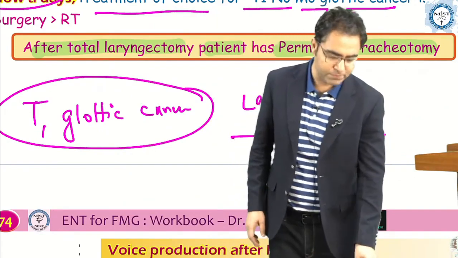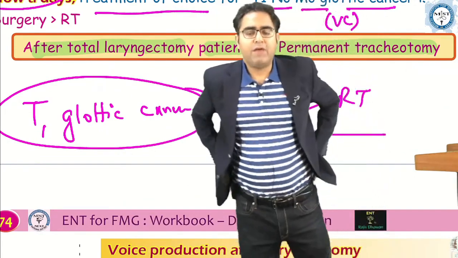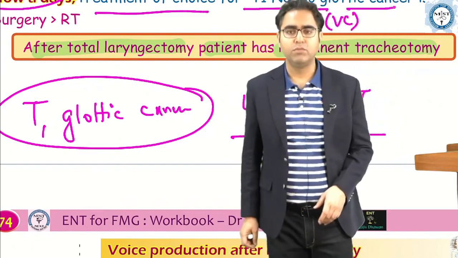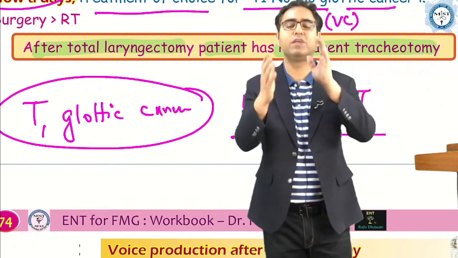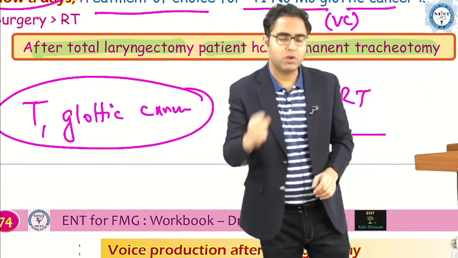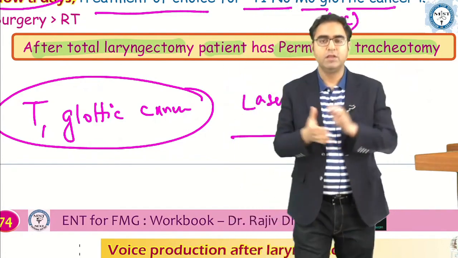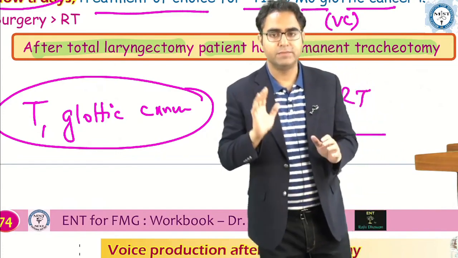Let's revise this topic. T1, everybody. T1 is what? One structure involved. T2, more than one structure involved. T3, vocal cord is fixed or immobile. Important question, T3. T4, thyroid cartilage invaded.